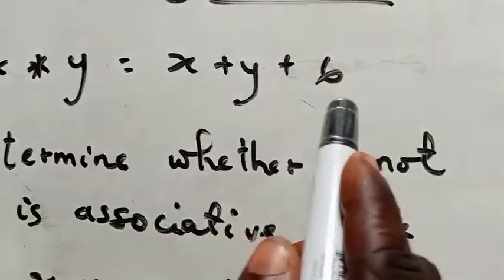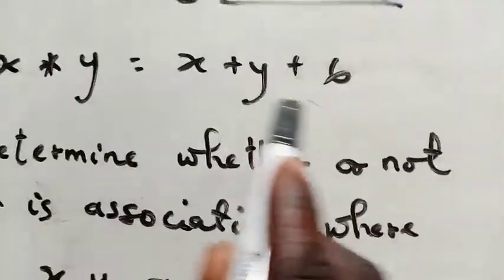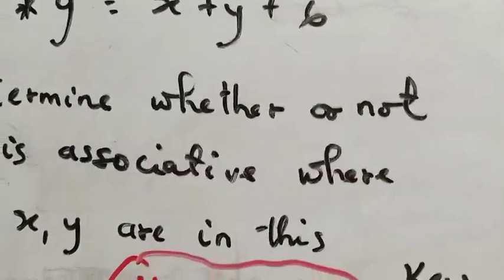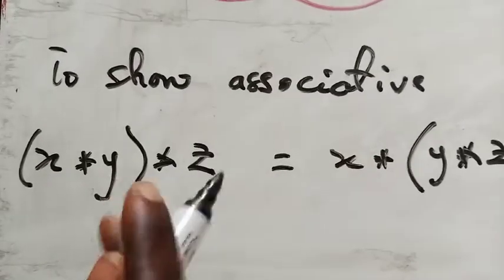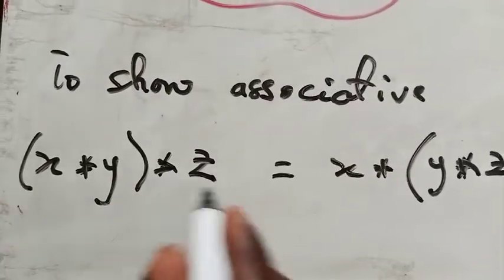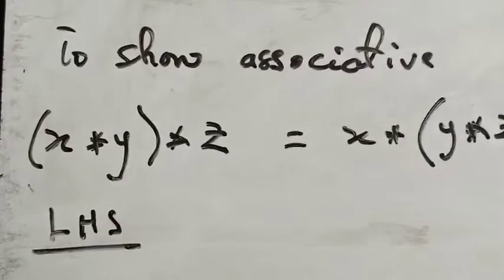So you have a fraction here. We are going to demonstrate that at the end of this video. If you have a fraction, how can you show that it is associative? So this is your first step. Your first step is that you have to consider the left hand side. So this is what you are going to do.